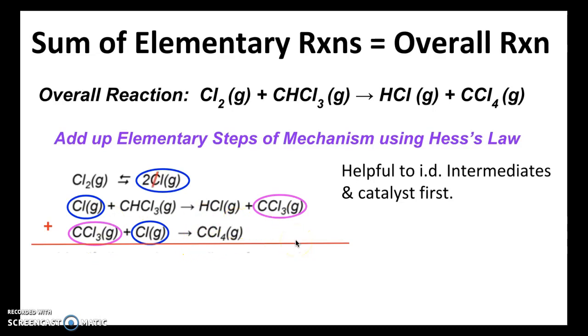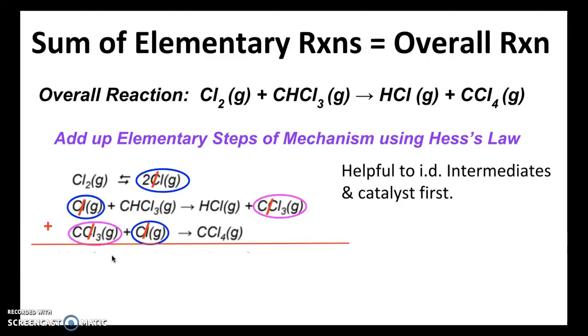So let's just go ahead and check. Let's see if they cancel out. We have 2 Cl's on the product side and 2 Cl's on the reactant side, so we're going to cancel all those out. And then we have 1 CCl3 on the product side in step 2 and 1 CCl3 on the reactant side in step 3, so we'll cancel that out as well.